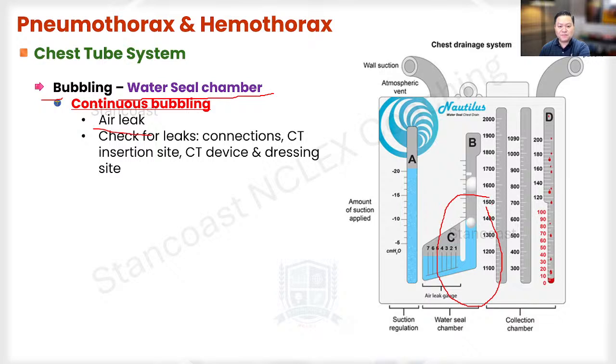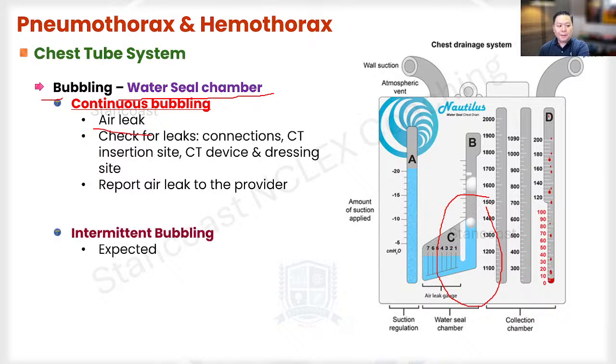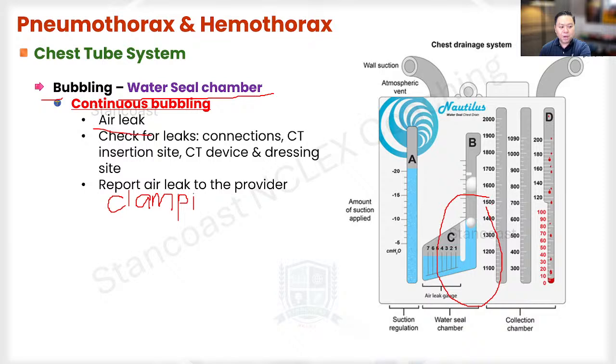So where is it coming from? Is it the dressing or is it the insertion site? So you really have to be thorough to identify where the leak is coming from. Now, what you can do is to possibly clamp the chest tube momentarily. Again, this is an exception, guys. If there is continuous bubbling, applying the clamp momentarily to identify where the bubbling is acceptable. Okay, this will help you determine where exactly the leak is, and so you can resolve it.